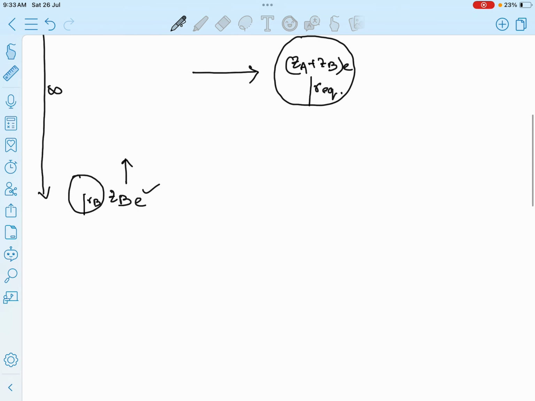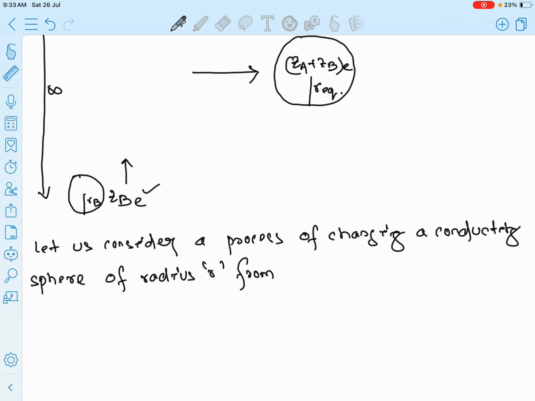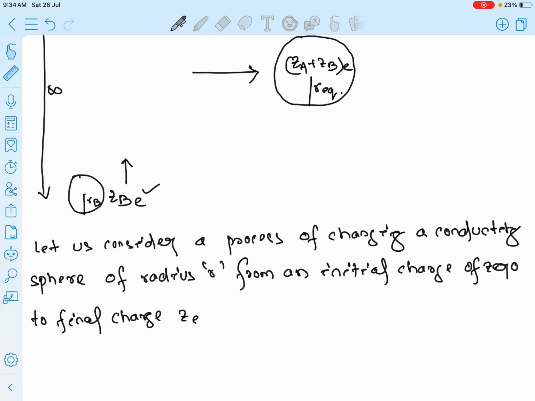Okay. So let us write a process. What is happening? Let us consider a process of charging a conducting sphere of radius r from an initial charge of 0 to a final charge ZE.